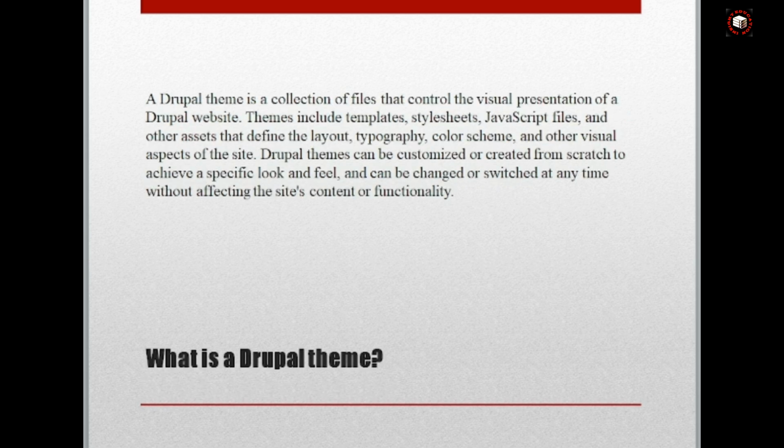Next, what is a Drupal theme? A Drupal theme is a collection of files that control the visual presentation of a Drupal website. Themes include templates, style sheets, JavaScript files, and other assets that define the layout, typography, color scheme, and other visual aspects of the site. Drupal themes can be customized or created from scratch to achieve a specific look and feel, and can be changed or switched at any time without affecting the site content and functionality.